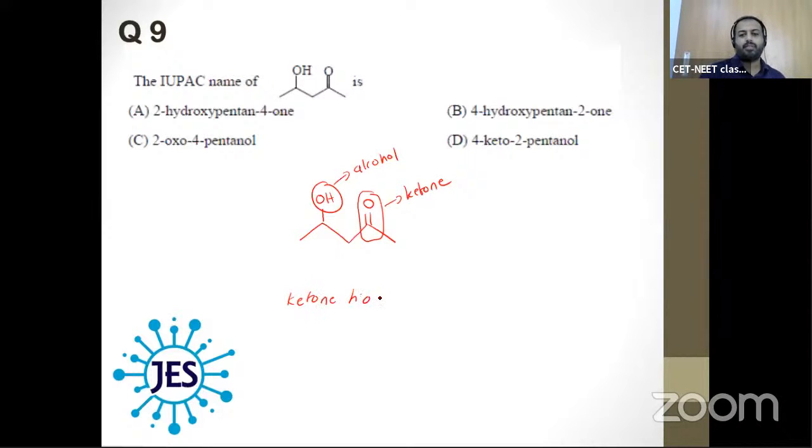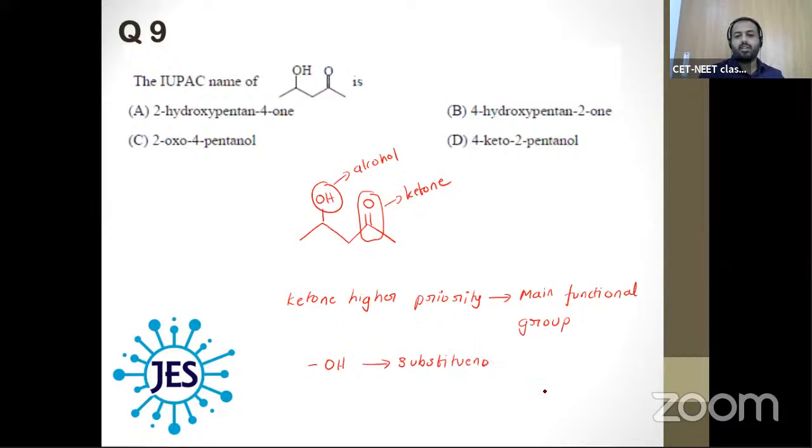Important point. Ketone has higher priority. Therefore, this becomes the main functional group, whereas alcohol OH becomes the secondary functional group, which is treated as a substituent. Okay, so number the chain such that the main functional group gets the lowest number.